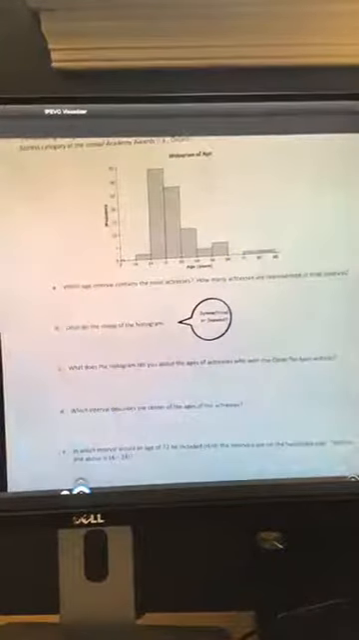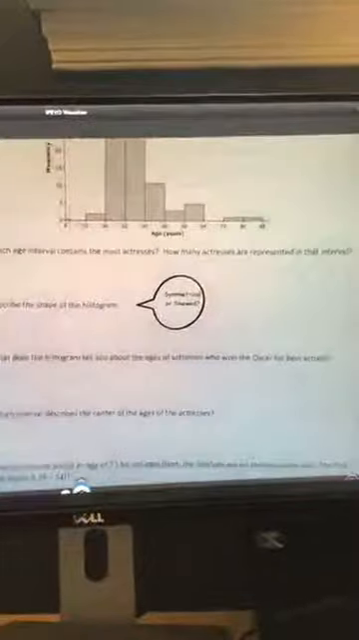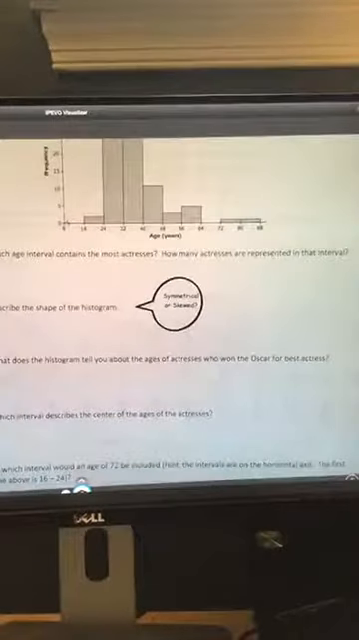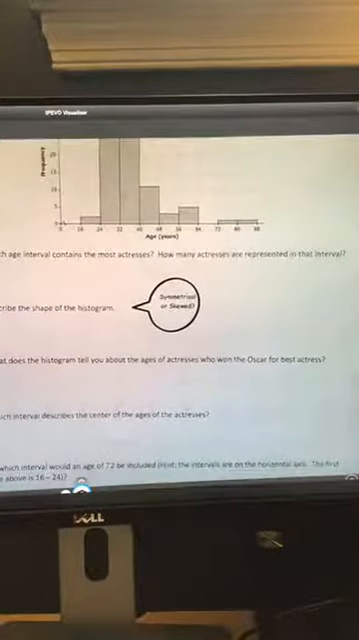So looking at this histogram, what age range had the most actresses in it? Can you drop it in the comments? Which one had the most actresses in it? The age range. Remember, it's a range now. Let me see if I can zoom in to make the graph a little bit bigger. Okay, so which age range?